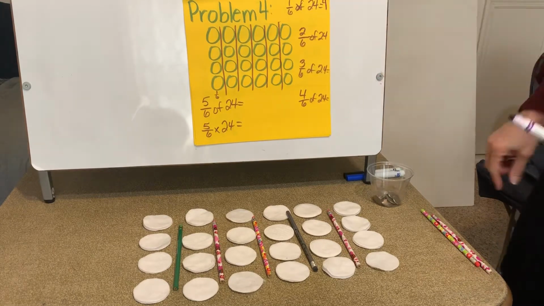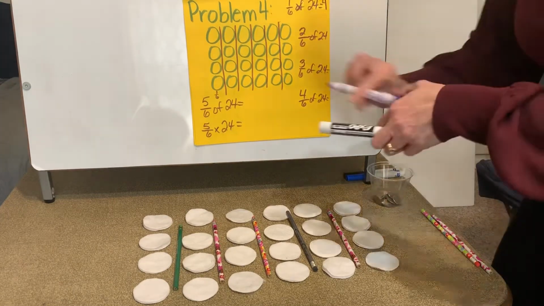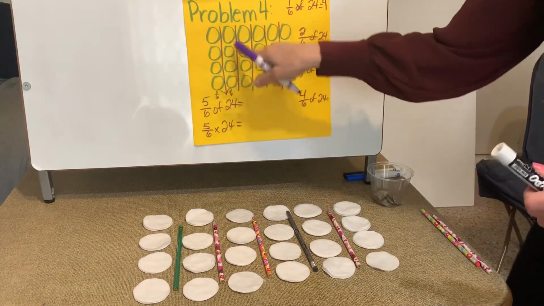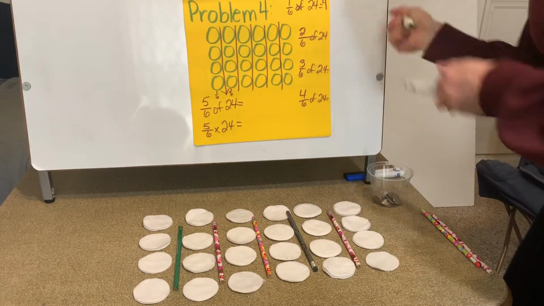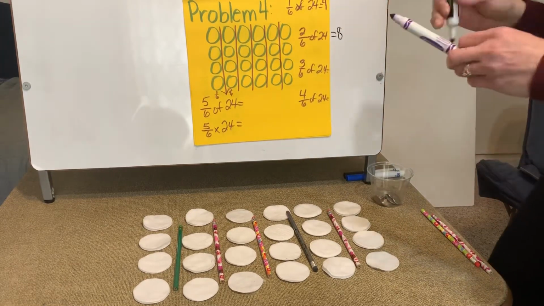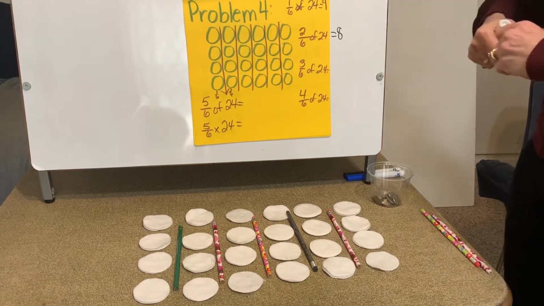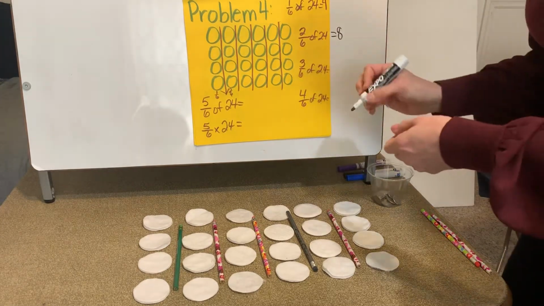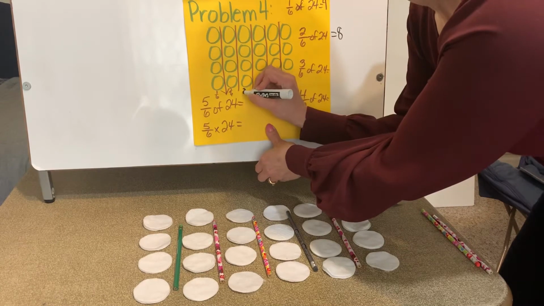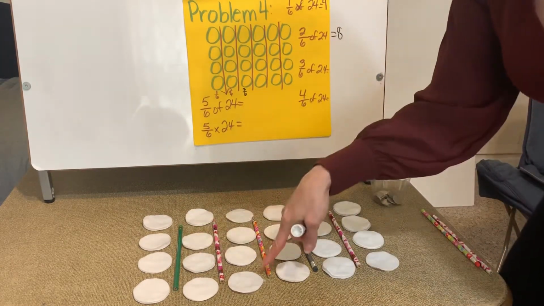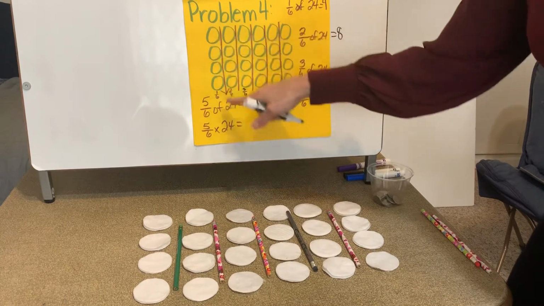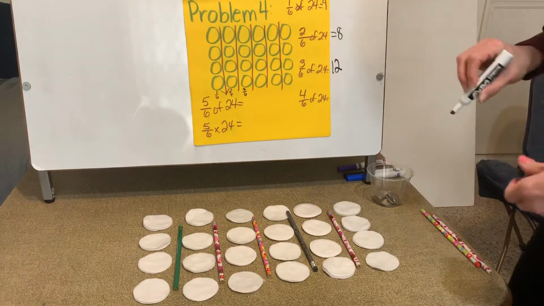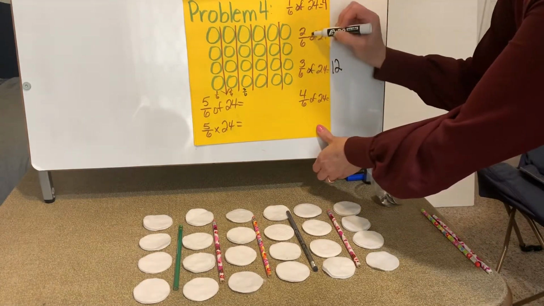So 2/6 of 24. So 2/6 would be right here. That would be the first 2 groups. So 2/6 would be 4, 8. All right, 3/6. Well, what do we know about 3/6? 3/6 is equivalent to half. 3/6, this right here would be 3/6. 1, 2, 3, this would be 3/6. So 4, 8, 12, and we know that 12 is half of 24. Remember, we can replace these with multiplication symbols.